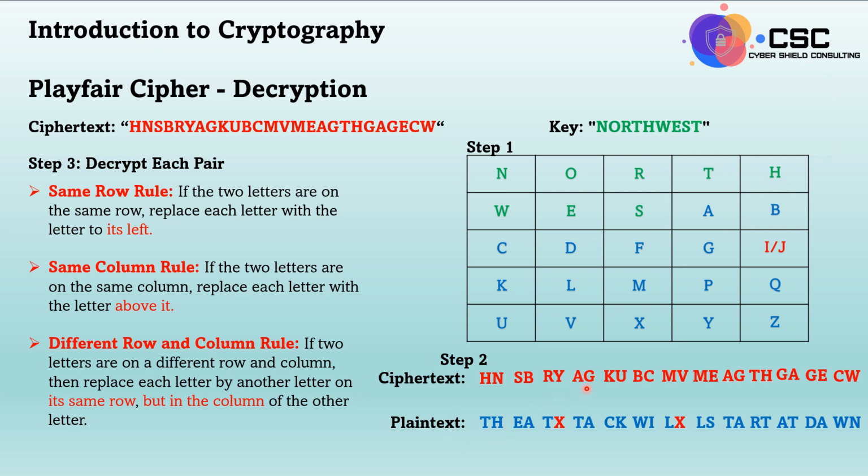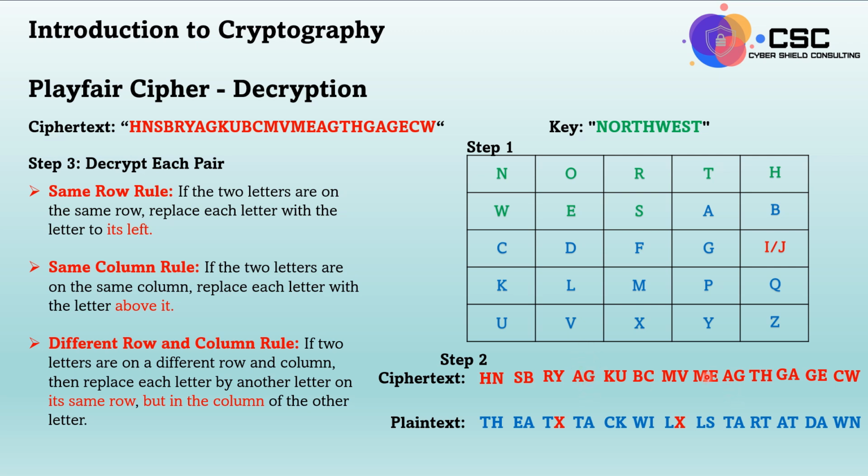If I take AG, if you look at A and G, they are in the same column. As per the decryption, same column rule, we take the letter above it. So for A, what is above A is T. So in the same column rule, above A is T and above G is A. And that's why we got TA as the plain text for AG.